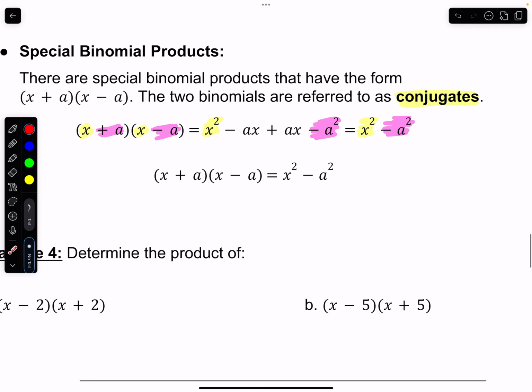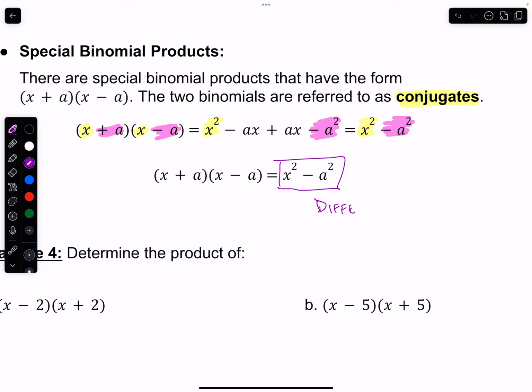I will point out that this is called a difference. Why is it called a difference? Because it's subtraction. It's always going to be subtraction when you multiply these special situations out. Difference of two perfect squares. Perfect squares are numbers that can be square rooted. So x squared can be square rooted and a squared can be square rooted. I should say can be square rooted to an integer value. So a perfect square is an integer times itself, or a variable times itself. So a squared and x squared.